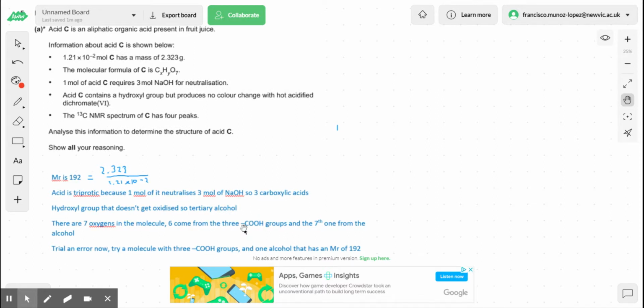Alright, so now let's try to come up with a structure that has got an MR of 192, and you can only do trial and error. So the way I would do it is this. We know we have a tertiary alcohol. That's going to be our starting point. I'm going to do a skeletal formula. So that's a tertiary alcohol. And now here, we know it's a tricarboxylic acid. We could put here 1 carboxylic acid, 1 here, and 1 here.